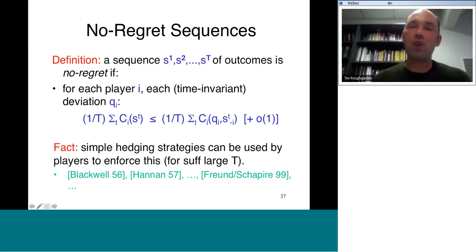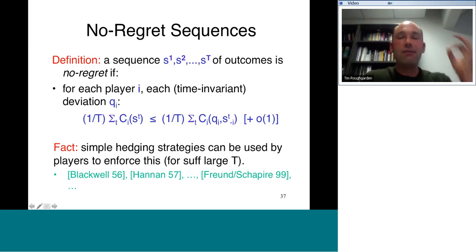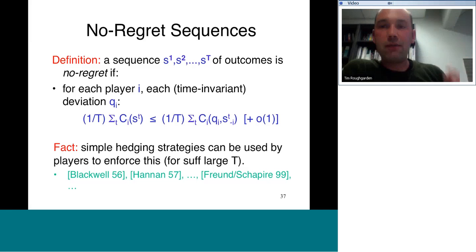That's the left-hand side. And I want to say that that's not too big. And the competitors are time-invariant strategies. So for every fixed deviation Q sub i, so this would be like you take exactly the same route to work every single day on all 100 days, the time average performance of every time-invariant strategy should be at least as large, up to a vanishing error term, as the time average time experienced by this player. Okay? So that is what we mean when we say a sequence is no regret. Every player has time average cost no worse, up to a small error factor, than the best time average cost of a time-invariant strategy.